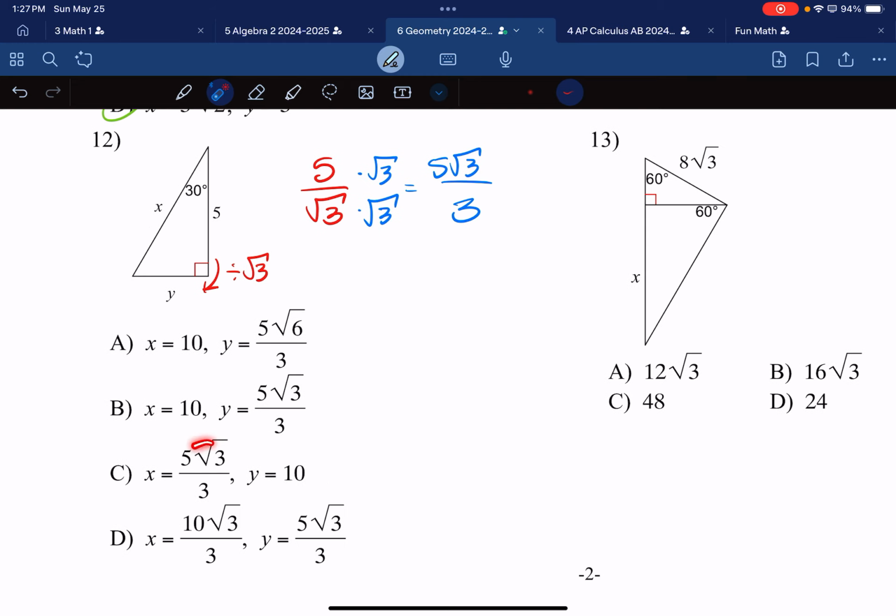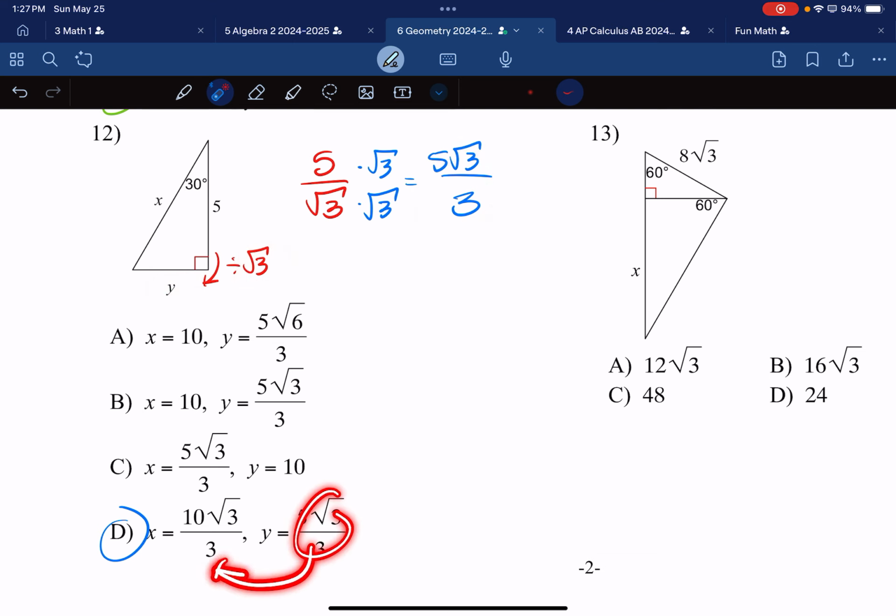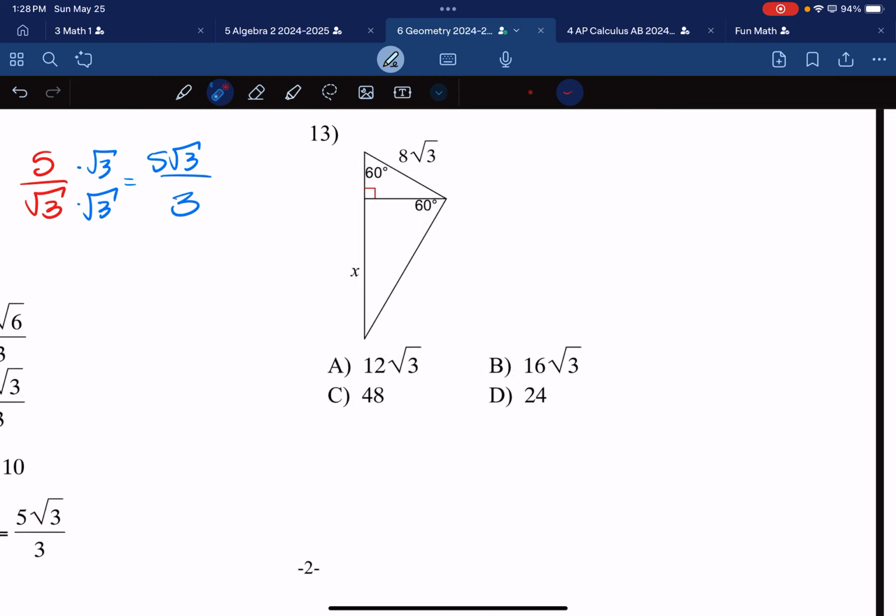Y is 5 root 3 over 3, so done. That's the right answer. Those are all incorrect. And then in order to get from here to here, you just double it, which is interesting because that's, oh, y should be 5 root 3 over 3. This is saying y is 10. Wow, I'm glad I reread that one. The value of y is that value that we got. And then to get from here to here, we double it. Doubling the 5 turns it into a 10, and everything else stays the same. Nice. All right, number 13.